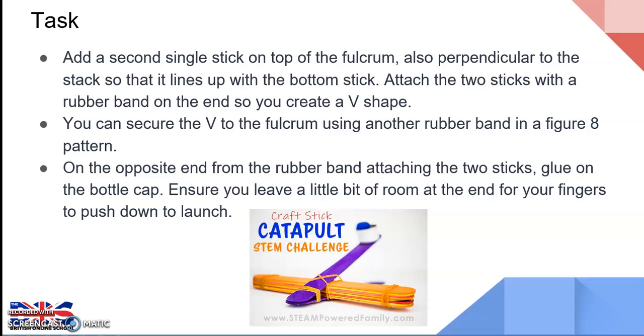When you're confident that you've got this working and you've got an effective catapult mechanism with springing up and down, at that stage you can then glue on your bottle cap onto the far end of your top launching stick. When you do that, do leave a little bit of room, that's like space behind the bottle cap in this picture, at the end for your fingers to be able to push it down in order to launch.